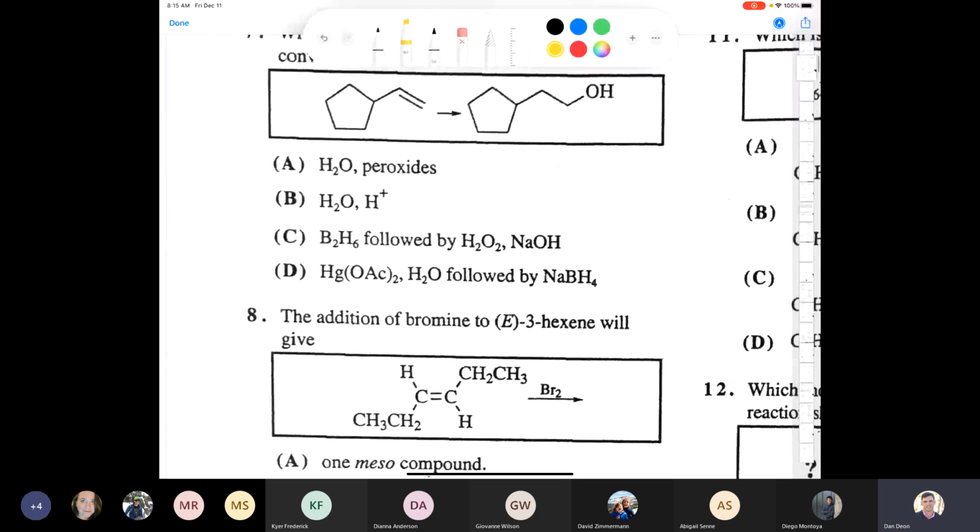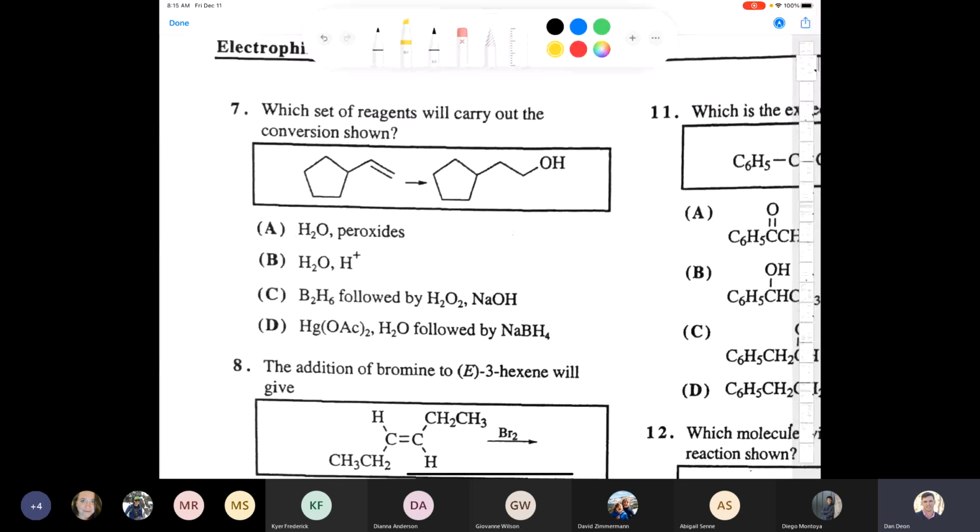Nothing more than just asking us, you know, what set of reagents would you use to carry out the following conversion? Well, if we examine the carbons of the double bond, this one has 1 hydrogen attached to it, and this one has 2. And so the rich are not getting richer here, are they? This is an anti-Markovnikov addition of water across the double bond, right? Because we're adding a hydroxyl and we're also adding a proton over here in addition to the one that was already there, right? And the 2 that were already here.